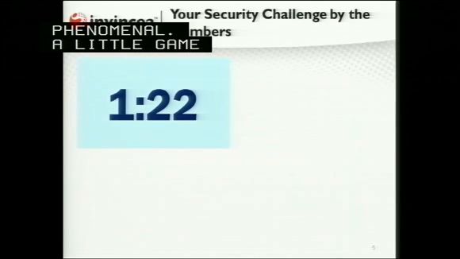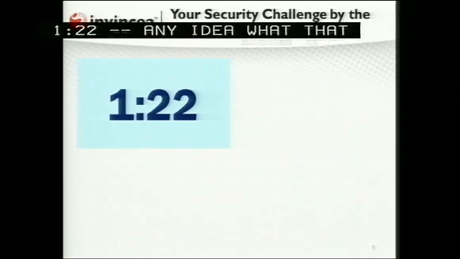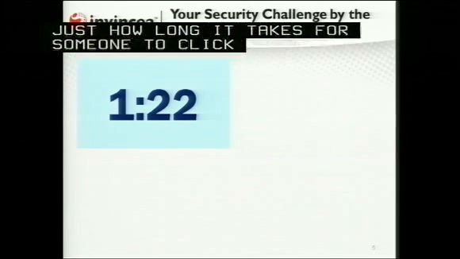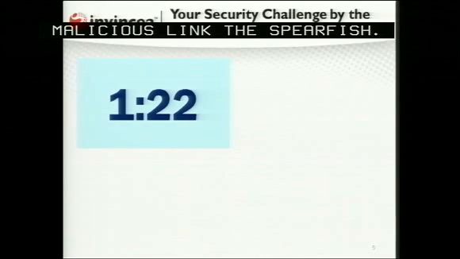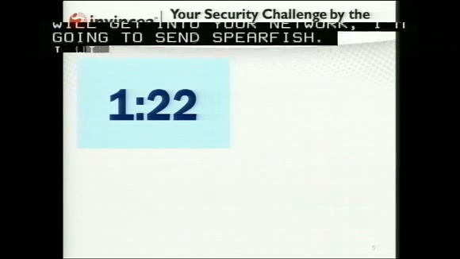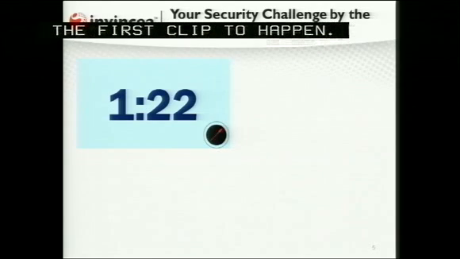So a little game by numbers. A minute 22. Any idea what that represents? Anyone just take a random guess? I know it's a crazy question. That's how long it takes for someone to click on a malicious link from a spearphish. If I'm an adversary, the way I'll get into your network, and we'll get into this more, is I'm going to send a spearphish, and I won't send it to one person, I'll send it to many people in your organization. A minute 22 is the time it takes for my first click to happen. So if you want to talk about how long it takes to get onto someone's network, that's it.